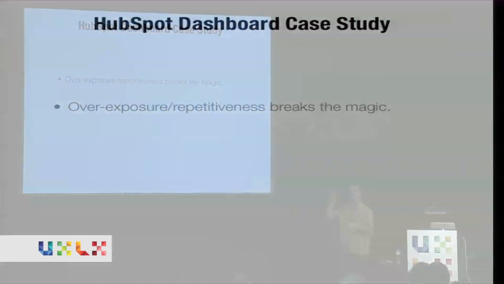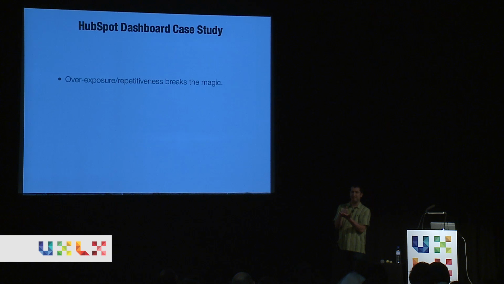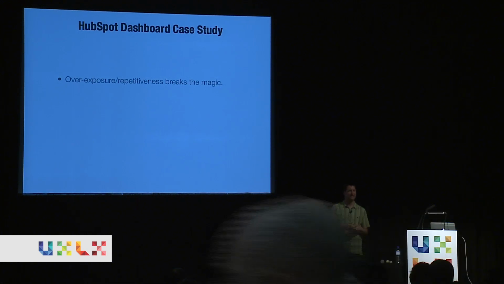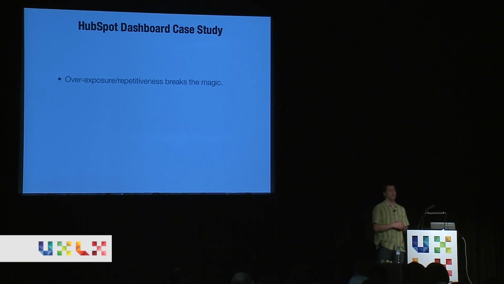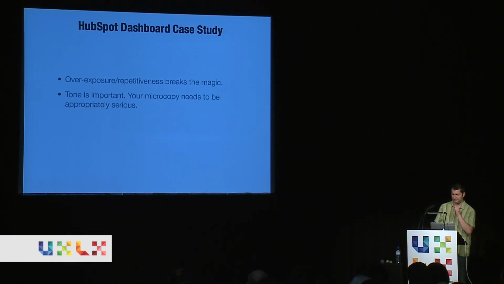So here's what we learned from that dashboard case study. We found that overexposure and repetitiveness breaks the magic. So that's why we had a whole bunch of different messages. If we showed the same message every time, like keep doing what you're doing, it really gets old quickly for people who are coming to the application every day. So you really need to break it up, have several messages in the same way that Mailchimp had a bunch of different messages just saying hello. So vary your messages like that.